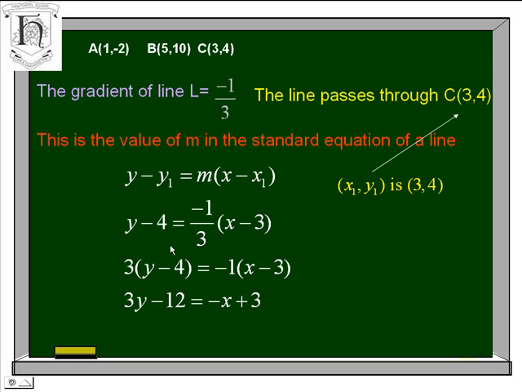So using y minus y1 equals m(x minus x1), substitute in -1/3 for the m, and the x1 is 3, the y1 is 4. Multiplying through by 3 and expanding the brackets on the left and the right hand side leaves us one final stage, which is to collect terms to equate to 0. This is the equation we were told to find, so we can QED our answer.